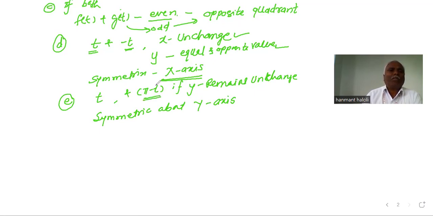So if you replace t by minus t and x is unchanged, then the symmetry is about x-axis. Replace t by pi minus t and y remains unchanged, then the curve is symmetric about y-axis. These are the points about symmetry. Now, the next point is to check whether the curve is passing through origin or not.